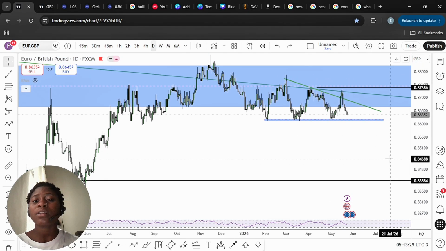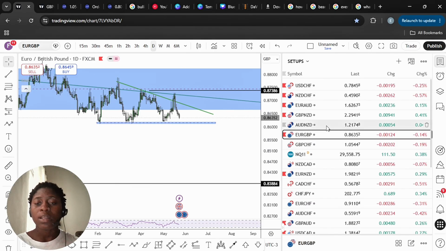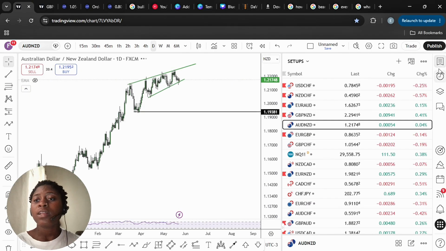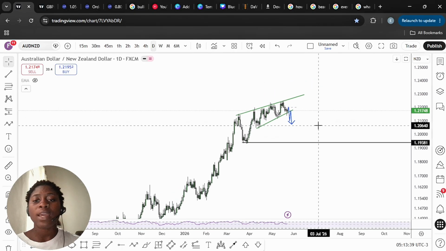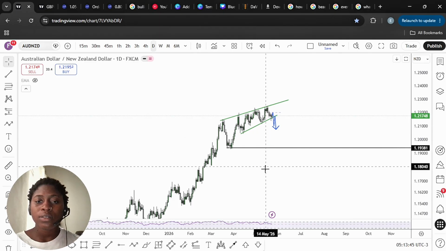So while we have that, let's get into the next analysis. We have an analysis on AUDNZD. It's pretty similar to the EURGBP that I just analyzed.